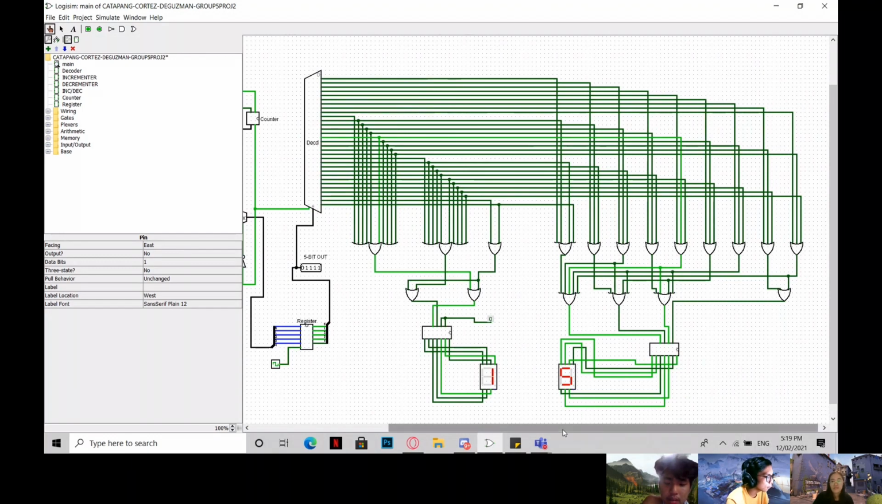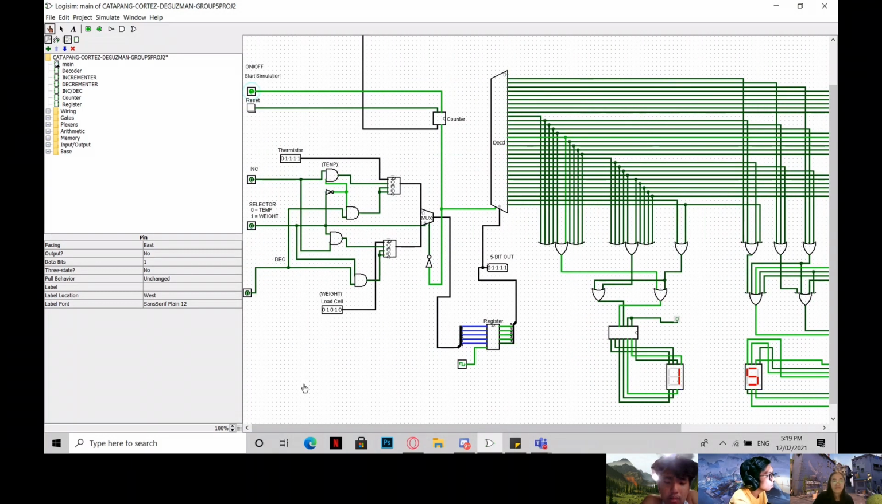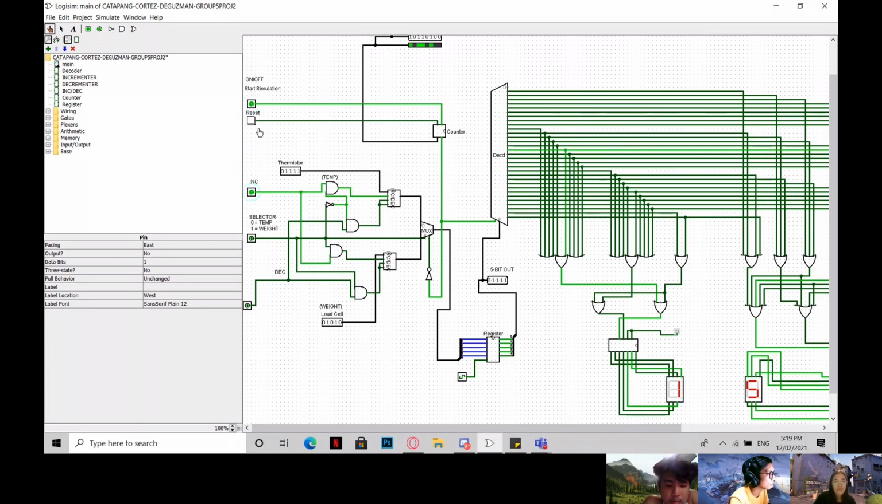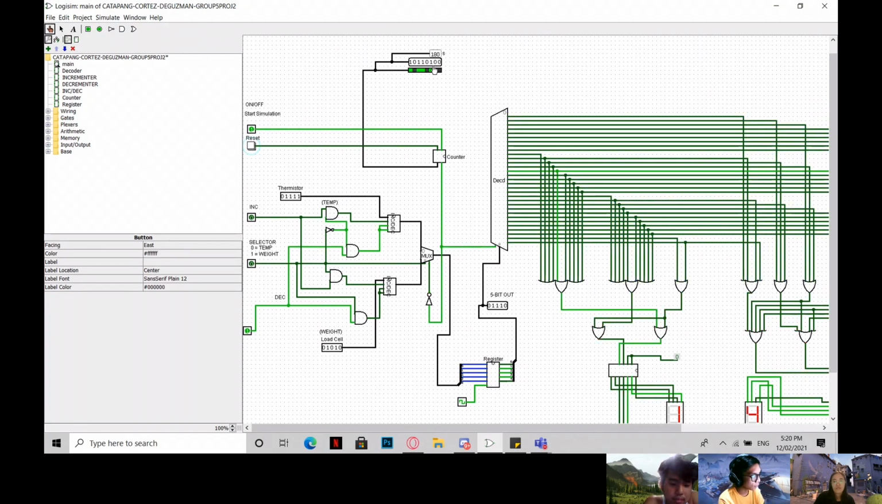So going back, press the increase, then reset. So if you reset, then you press the increase, the value will increase. Then if you press decrease, then you reset. From the value of 15, it will decrease to 14.